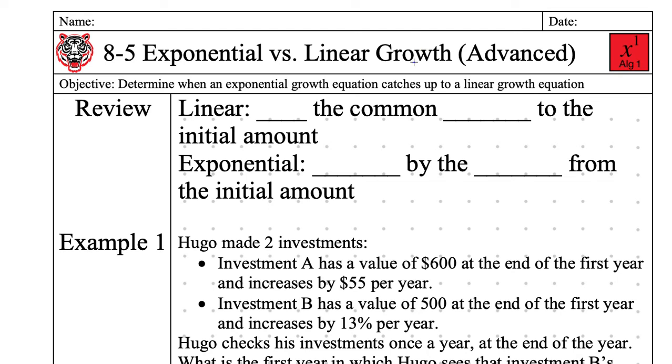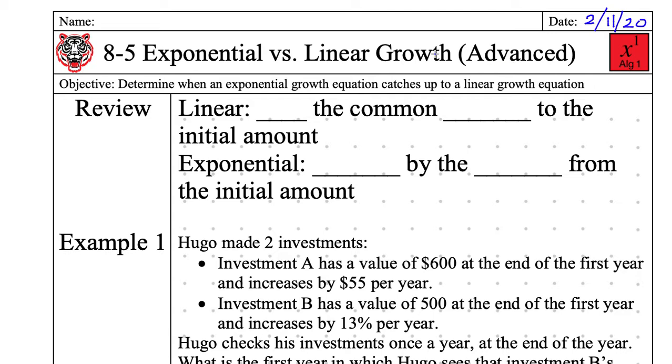Alright, this is Algebra 1, Lesson 8-5. I'm whispering because I have to record this at roughly 12:49 in the morning, so I apologize that I'm not as enthusiastic or as loud as normal. Today's date is Tuesday, February 11th, 2020. We're talking about exponential and linear growth again, which was 8-1, but this time more advanced.